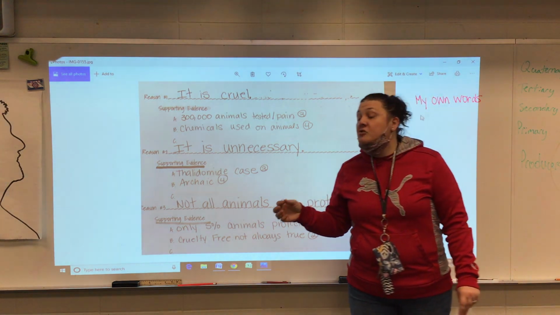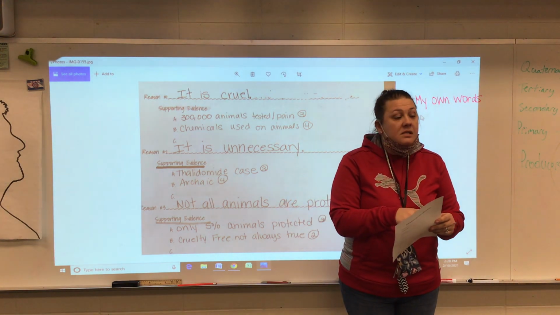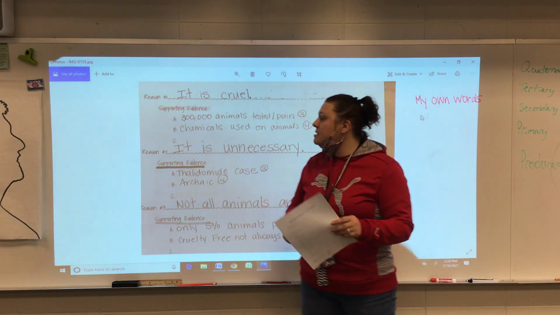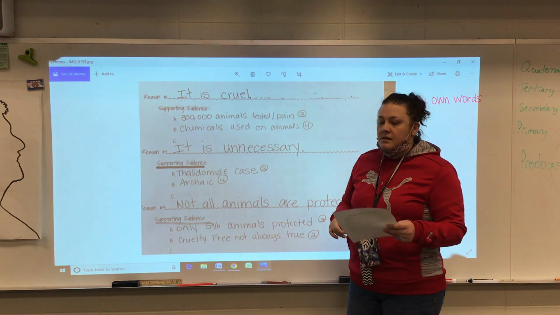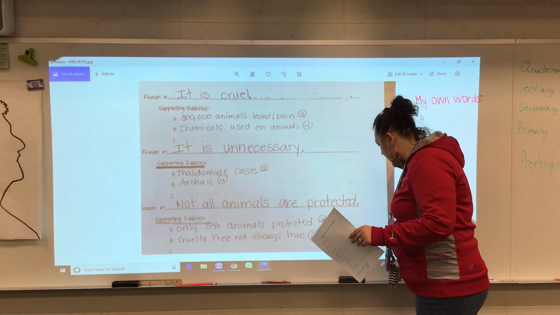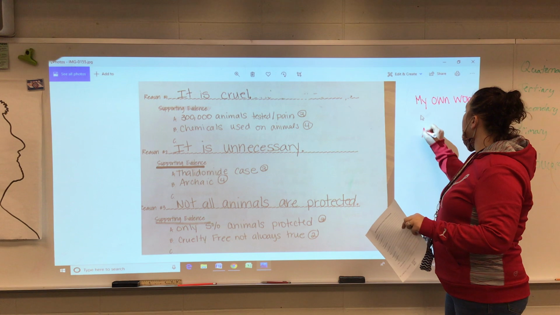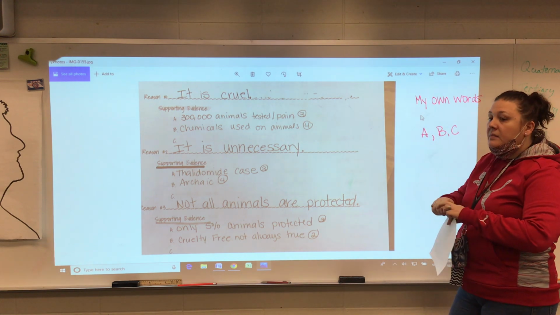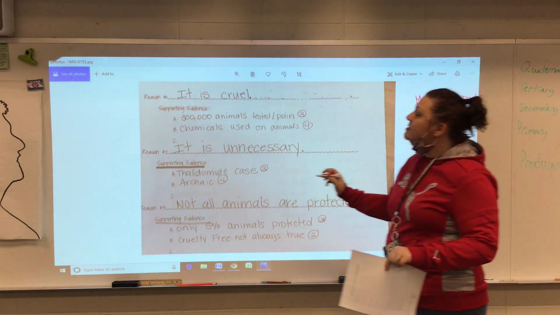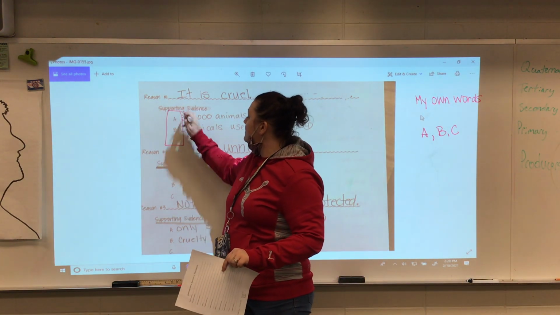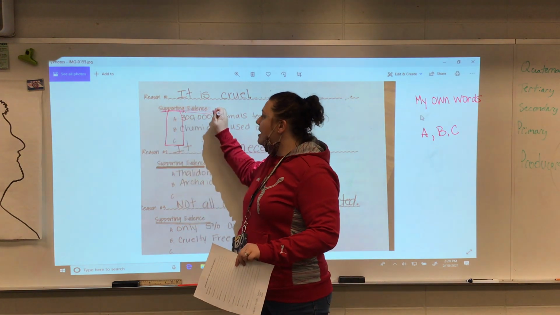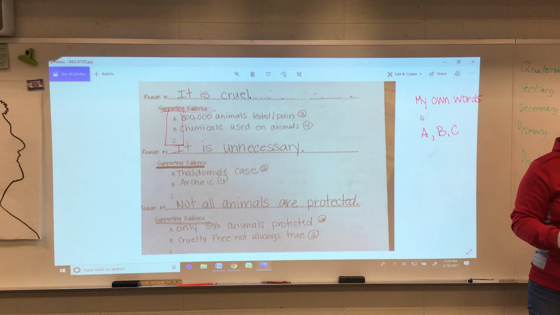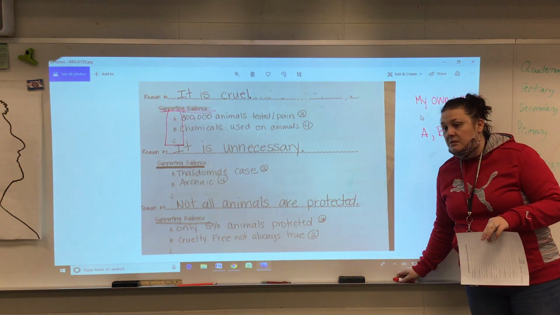How do I know that's true? Now I'm going to be using supporting evidence. Where it says supporting evidence, I want you to put A, comma, B, comma, C. That supporting evidence is going to remind you that it's this right here. It's even labeled supporting evidence, but it's going to remind you that it's that evidence, that research, the facts that you found.